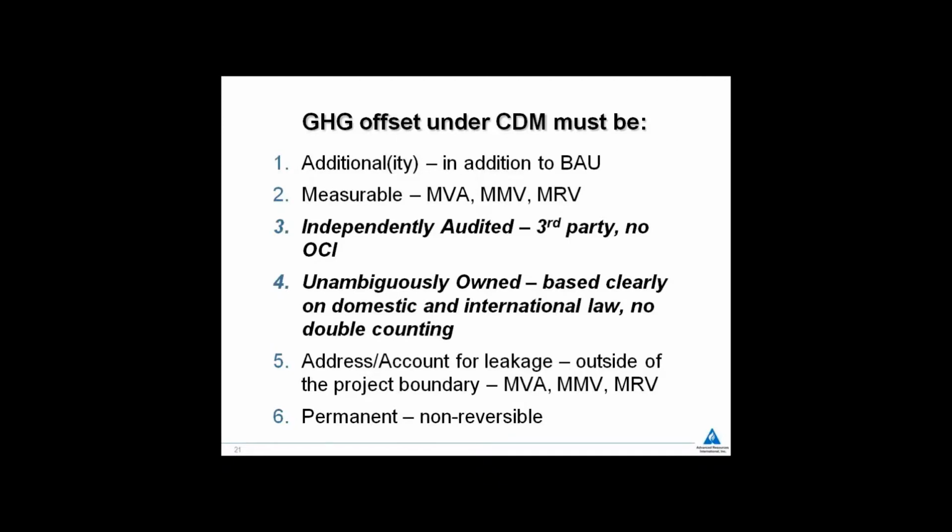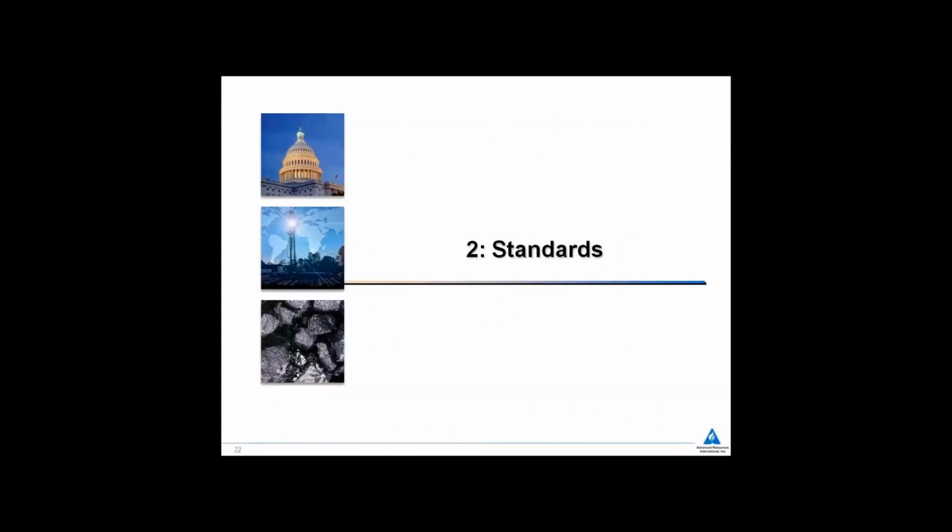For a clean development mechanism to occur, it has to do 6 things. It has to address additionality. That is, it has to be above and beyond the business as usual. It has to be measurable, whether it's a measuring, monitoring, and validation, whether you call it MVA, MMV, or MRV plan. It has to be independently audited by a third party with no organizational conflicts of interest. It has to be unambiguously owned. There has to be clear ownership to eliminate double counting. It has to address and account for leakage outside of the project boundary, and it has to be permanent and non-reversible. If you do those things, you can arrive at a CDM.